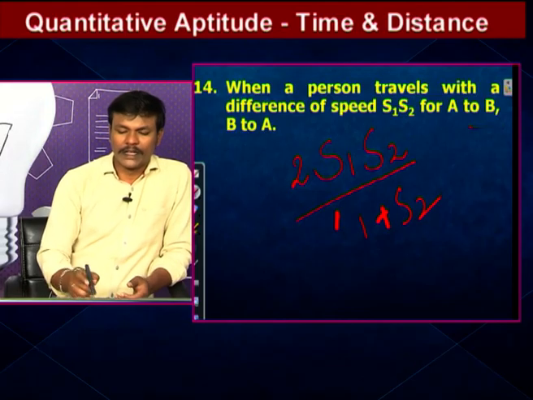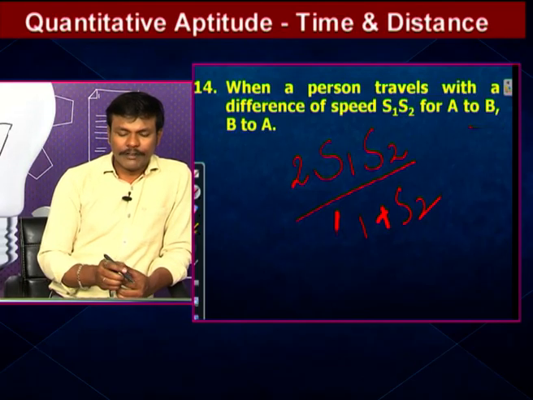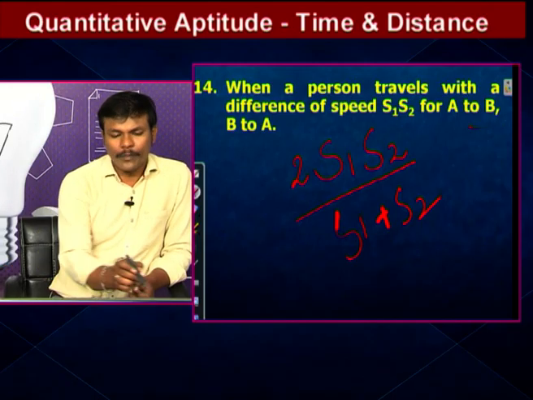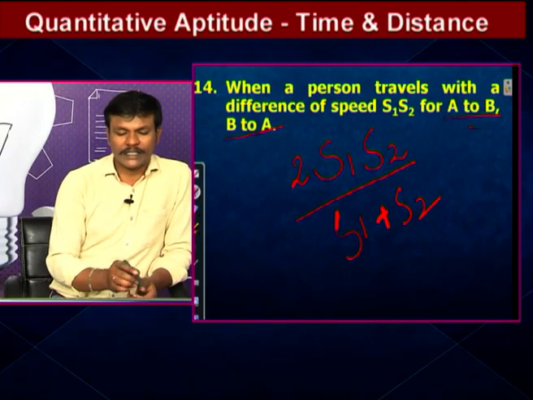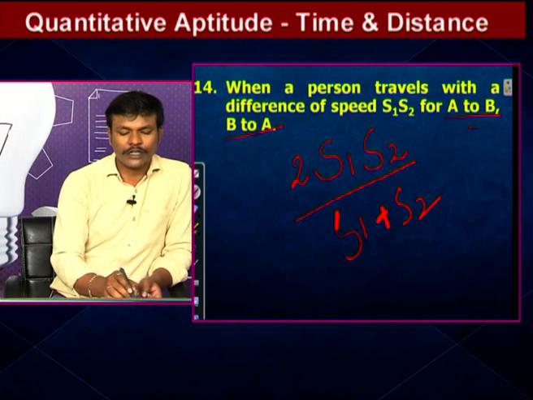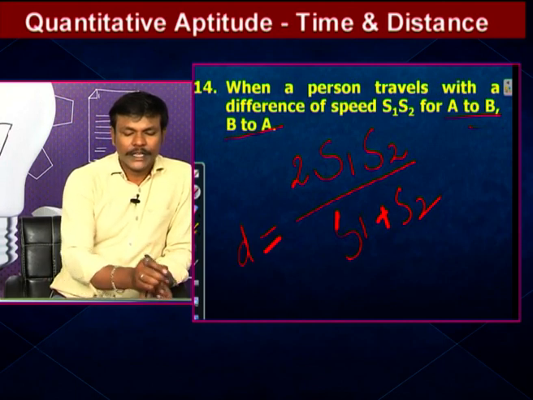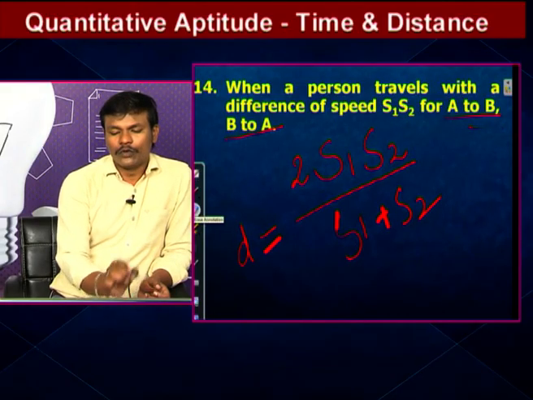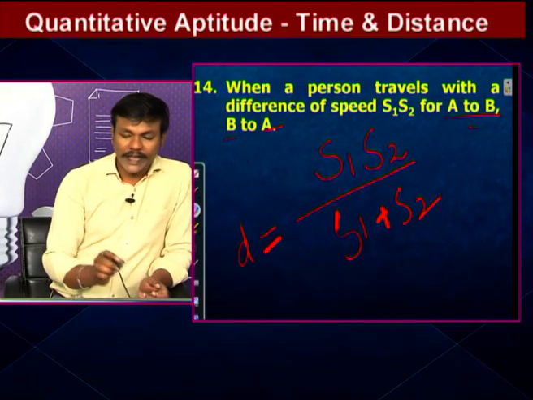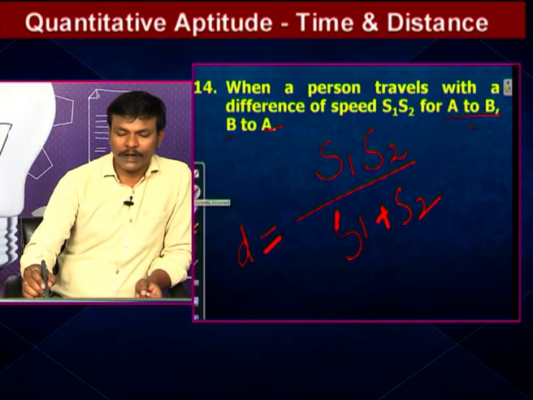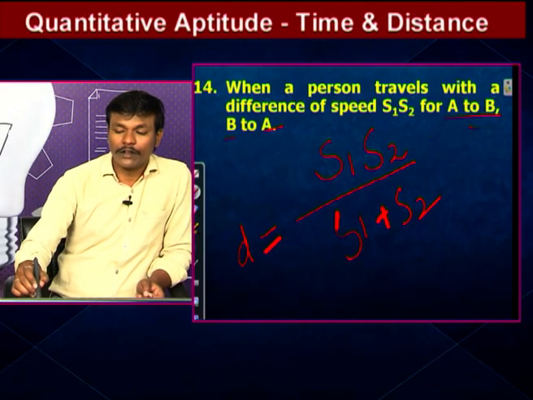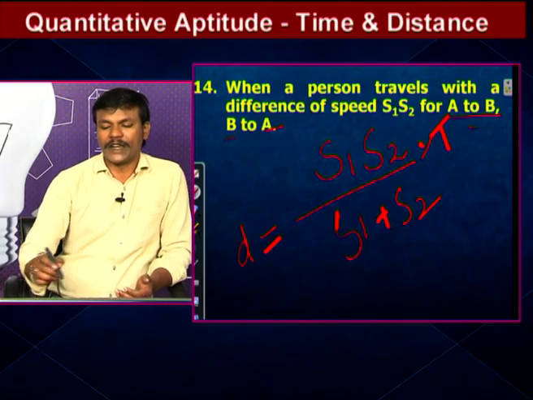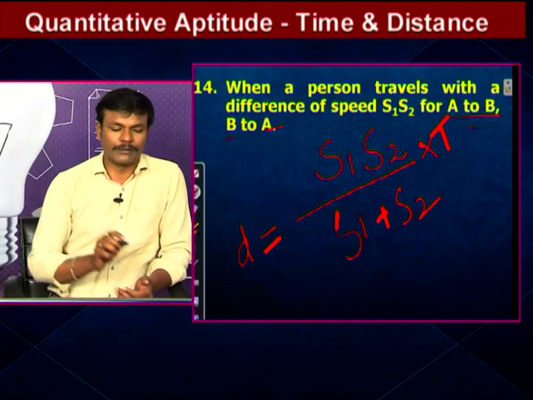S1 plus S2. For the distance from A to B and B to A, the distance D is equal to 2 S1 S2 by S1 plus S2 when we have the total time, that is the total time A to B and B to A, the total speeds.